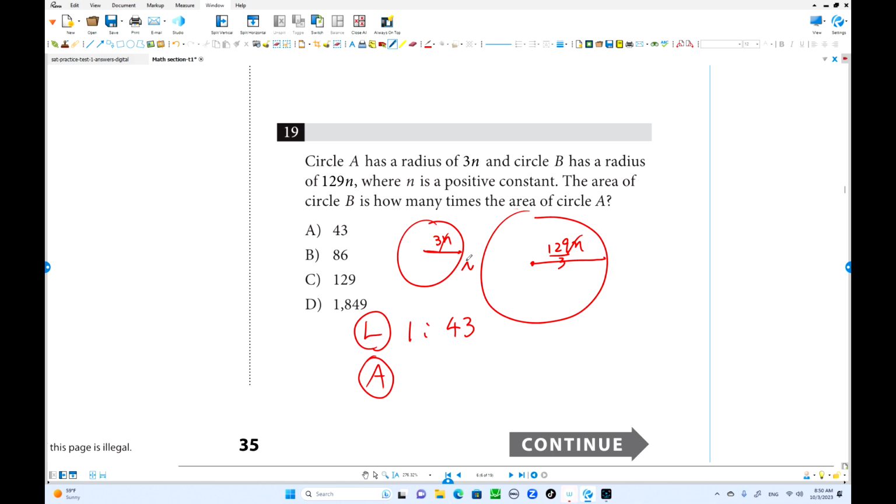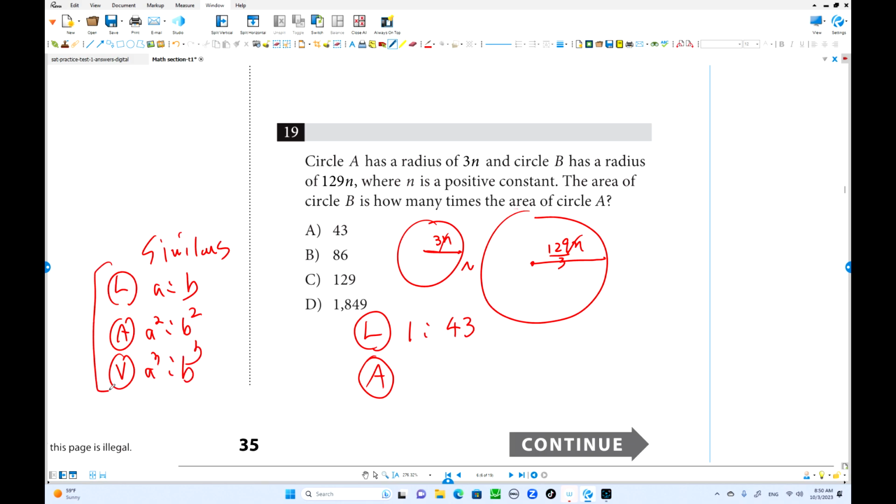This is similar, right? All circles are similar. When you have similar figures, the ratio of the length is A to B, the ratio of the area is A squared to B squared, and the ratio of the volume is A cubed to B cubed. You better use the ratio of this one, squared, right? Which one is 43 squared? Only this one, okay? The last digit is 3 times 3 is 9, right? This one is too small. Choice D is the answer, okay?